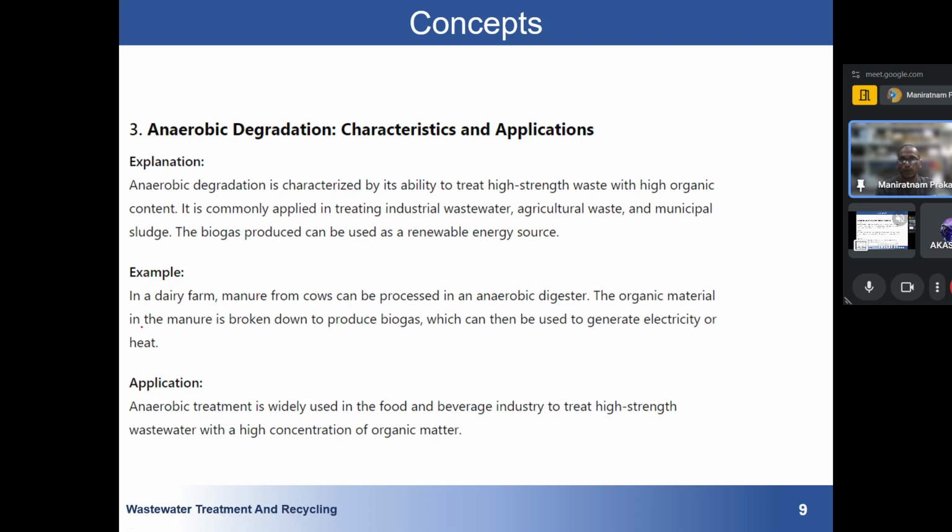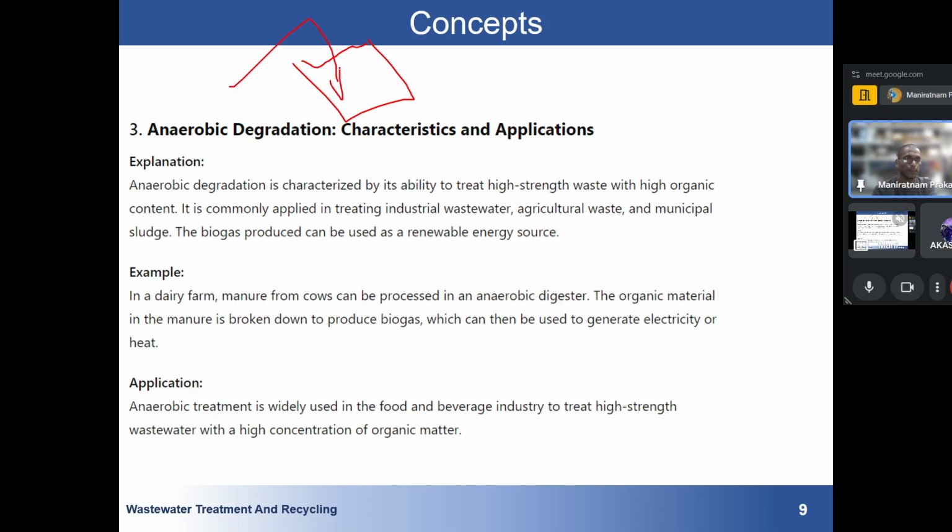So coming to the third topic, what is its application? Anaerobic degradation is characterized by the ability to treat high strength waste with high organic load. Remember, the more organic load there is, the more methane formation will occur. Like you can imagine why we are using anaerobic degradation. Suppose you have high organic matter in your wastewater, so you require a high amount of oxygen.